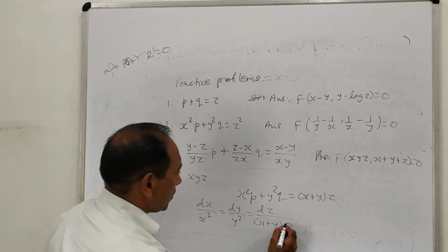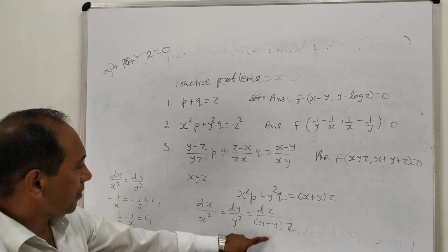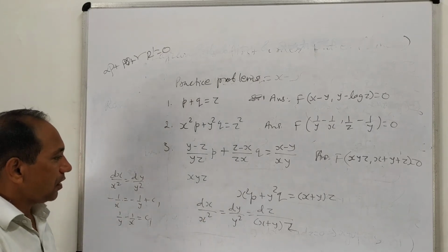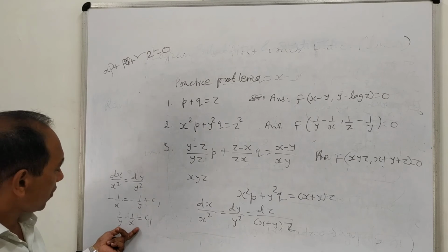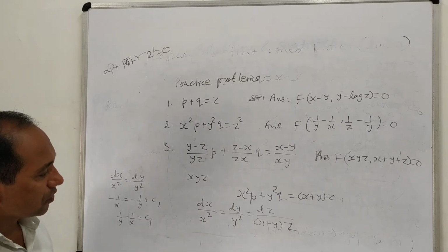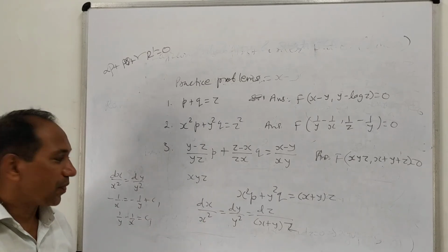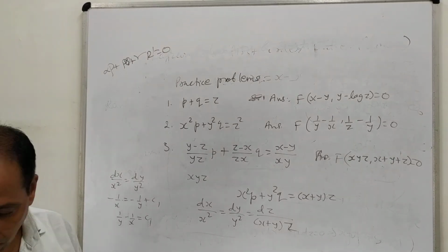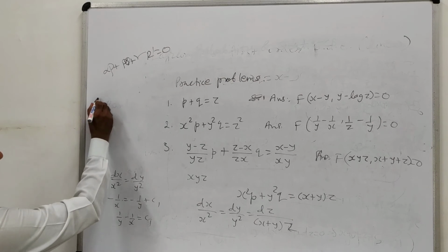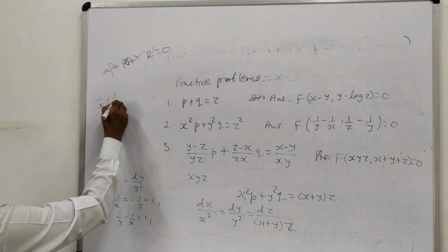Now for the second solution, we cannot take any other pair because the variables will not allow us to integrate directly. We can also not make use of the first equation. So we will think of the method of multipliers to obtain the second solution. So for that we will use the multipliers 1 upon x, 1 upon y, 1 upon z.